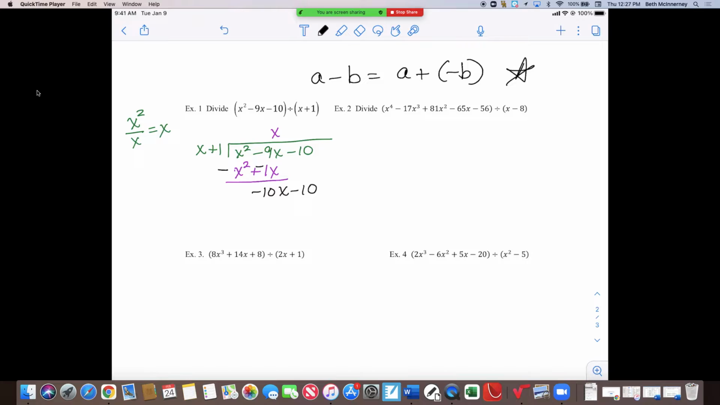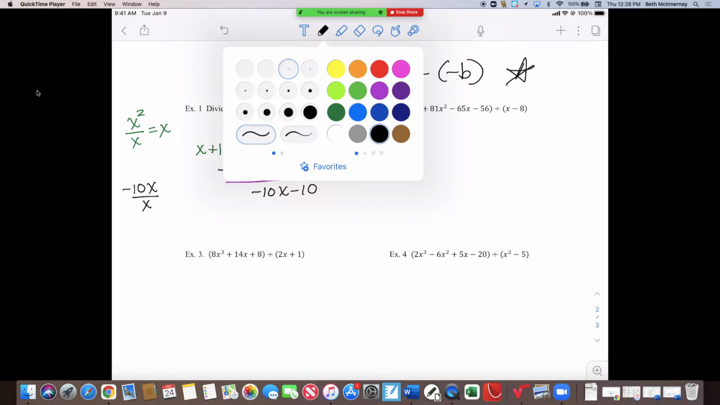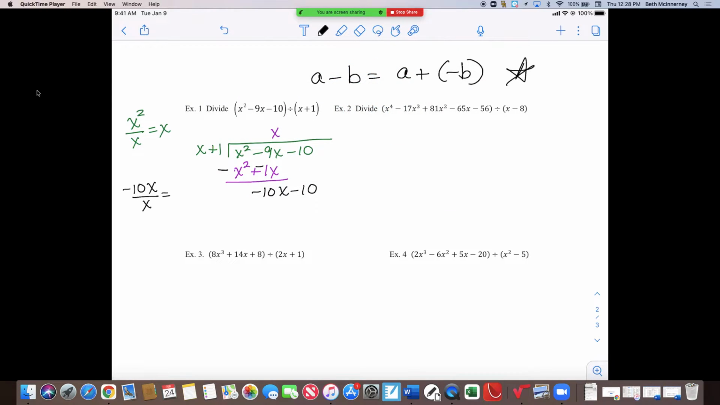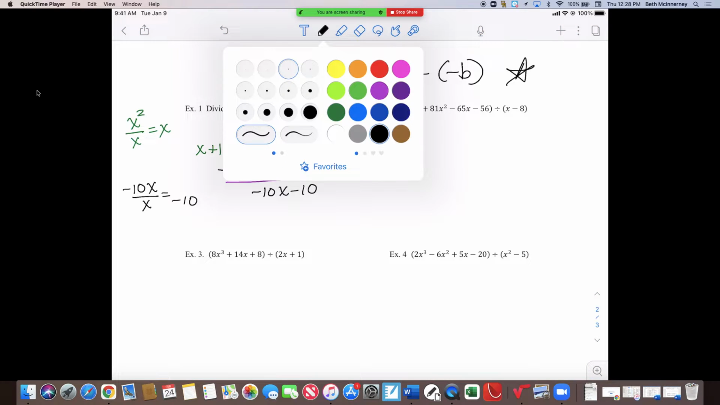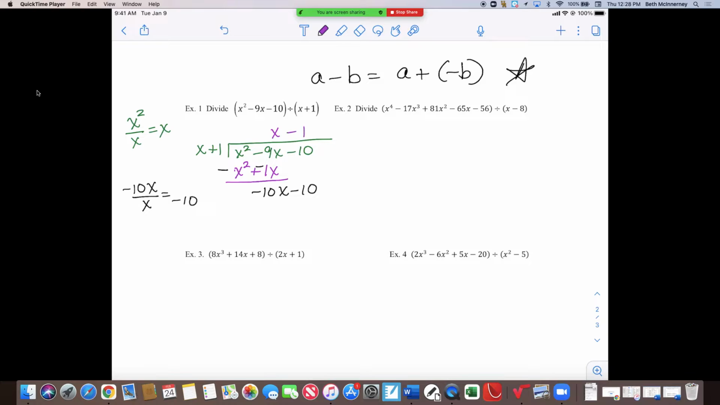And then I repeat. I take negative 10x divided by x. So I'm taking the first term now divided by the first term here. I'm going to change color so now you can, let me finish that one. So negative 10x divided by x is negative 10. And so I'm going to put a minus 10 here. And then I multiply. So that's a negative 10x minus 10.